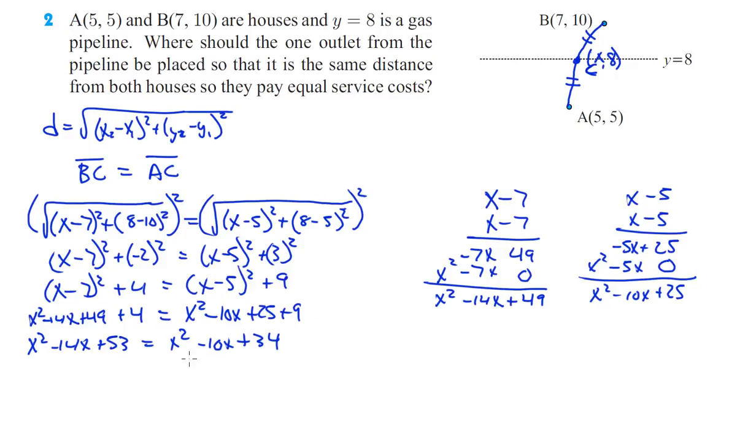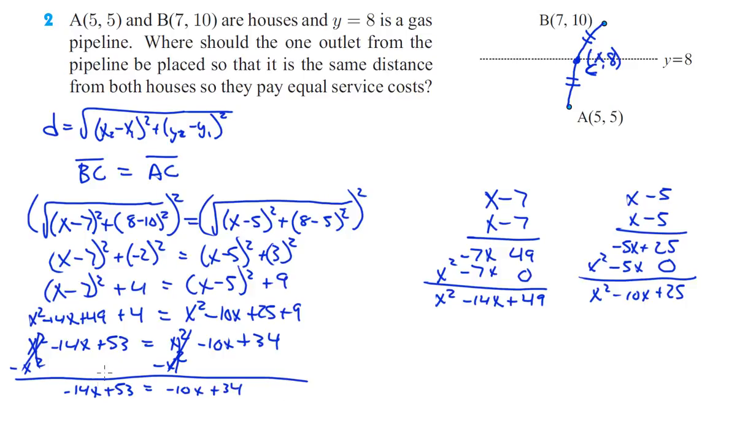Now here's the great part. Look, there's an x squared on both sides, so if we just subtract x squared from both sides, then they're gone. And we just are left with negative 14x plus 53 equals negative 10x plus 34.